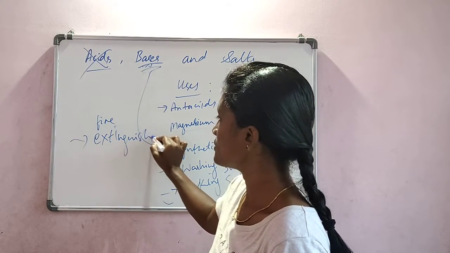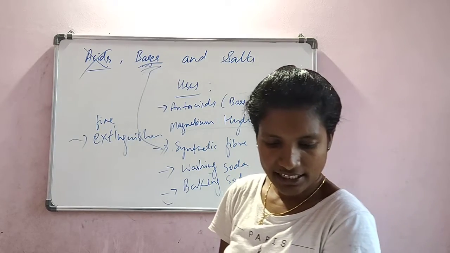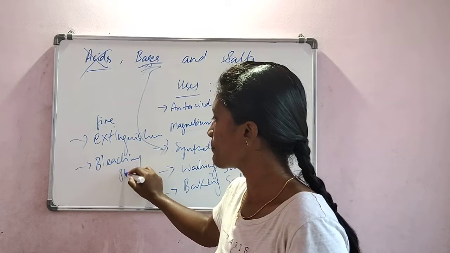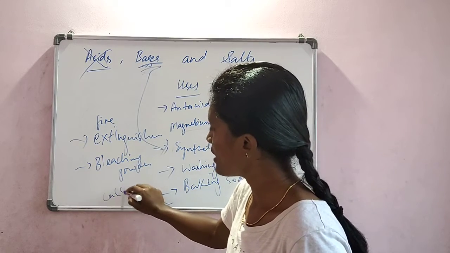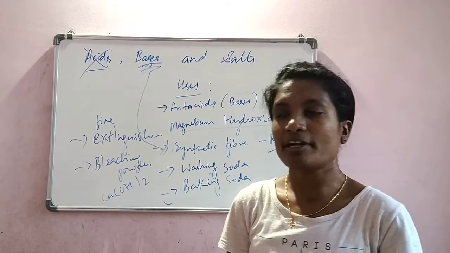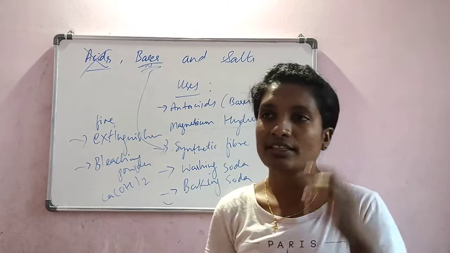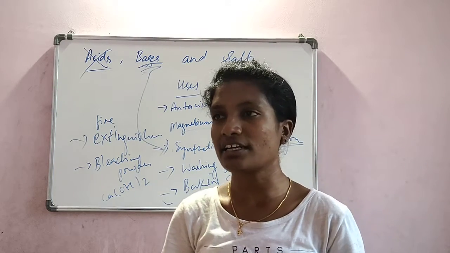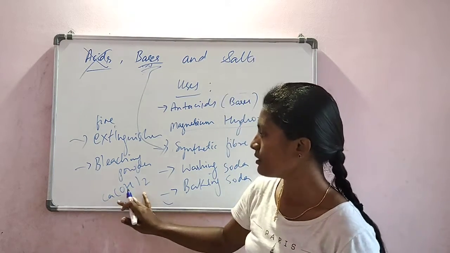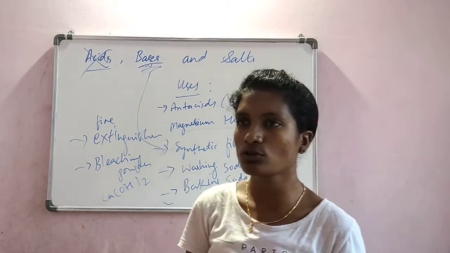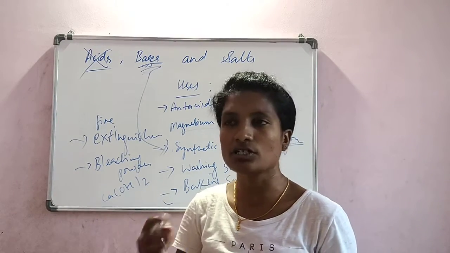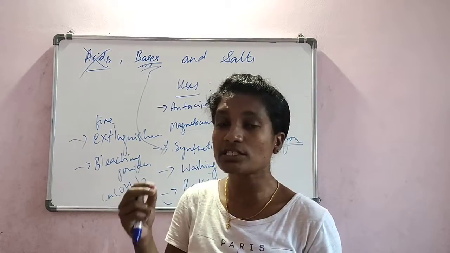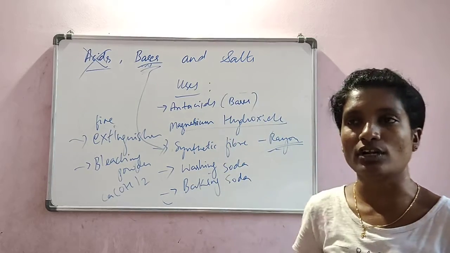Fire extinguishers. Okay. Other than that, it is used in making bleaching powders. So bleaching powder is nothing but calcium hydroxide, Ca(OH)2. Bleaching powders are used to clean the toilets or the floors or places where acid content is more. Also the toothpaste which we use is a kind of base because the acids get accumulated in our teeth. To remove those acids, the toothpaste also contains a kind of base to make a neutralization reaction.